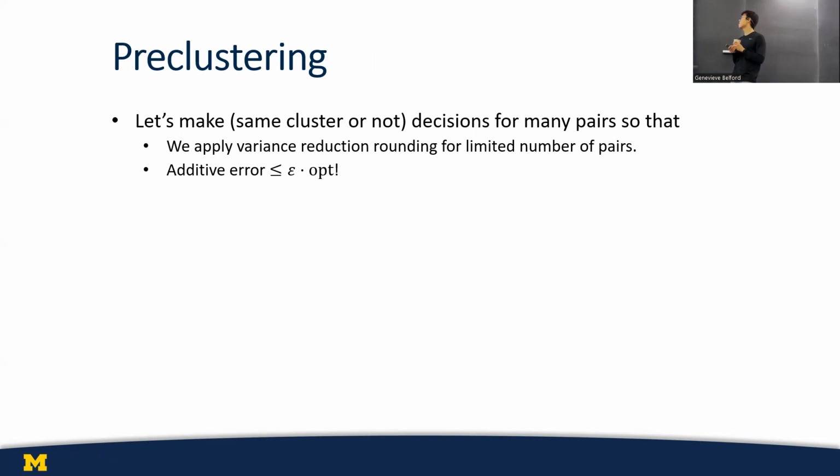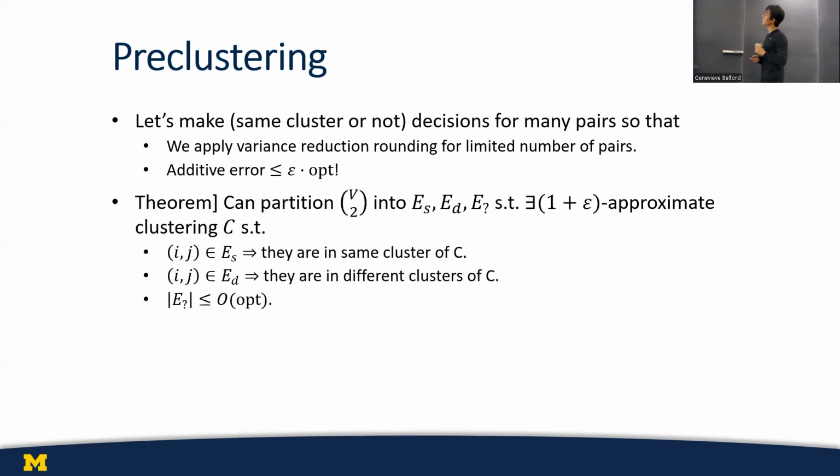In that case, the additive error should be proportional to the size of the remaining instance. If we can bound that by opt, then we're going to be fine. That's a very natural idea, and that's what we did.